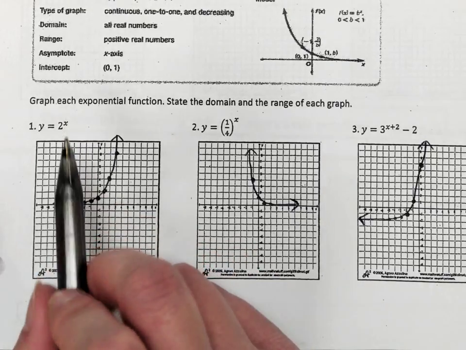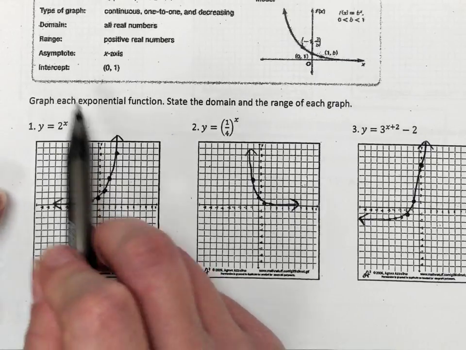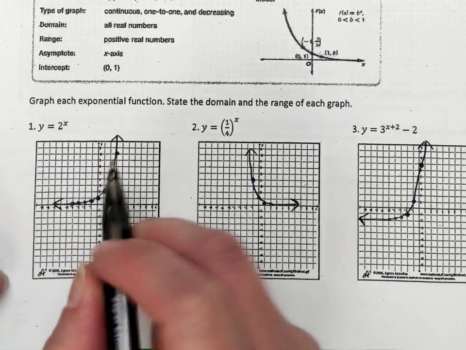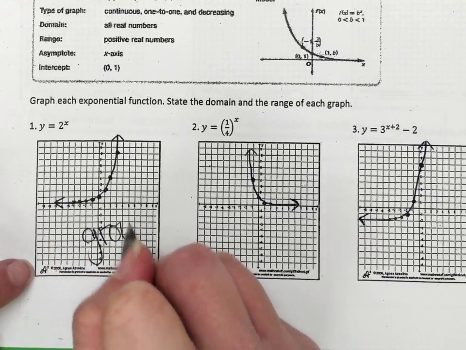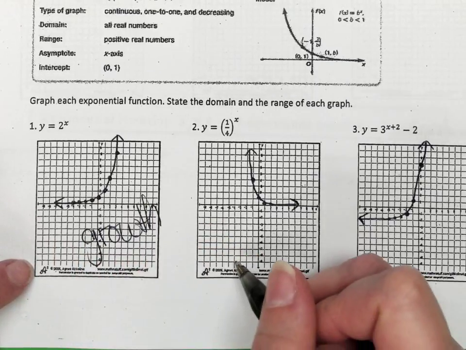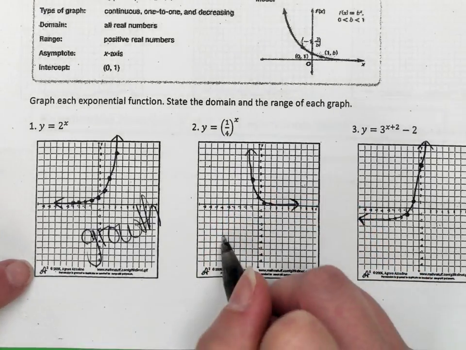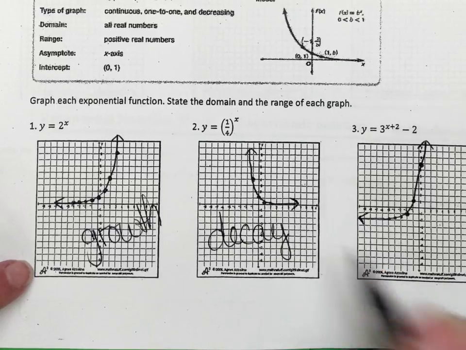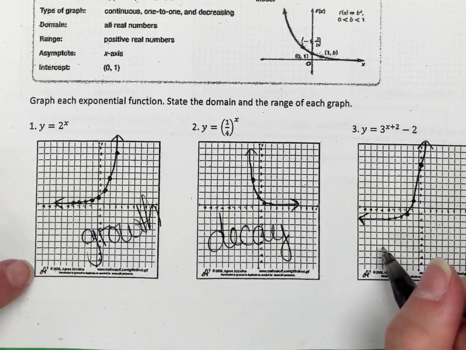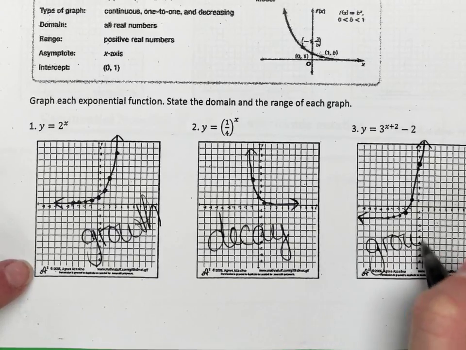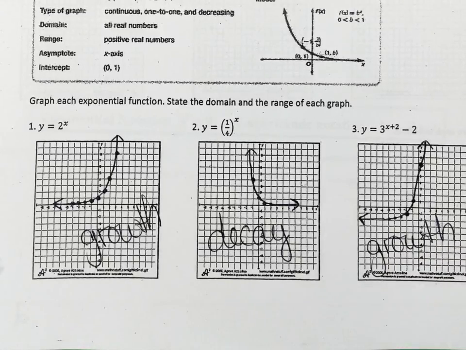Okay, here we go. Growth or decay. So look at number 1. Does that look like a growth or does that look like a decay? Growth. Very good. Make sure you write the word growth. Alright, what about number 2? Does that look like a growth or decay? Decay, because this one's going down, right? Okay, what about number 3? Growth or decay? Growth. Very good, because it's going up. You read it just like you read a book, from left to right.